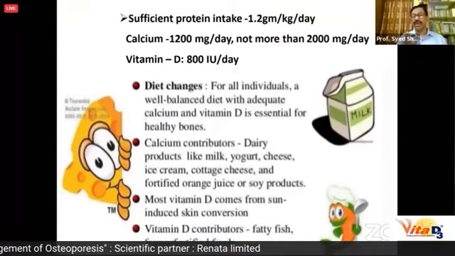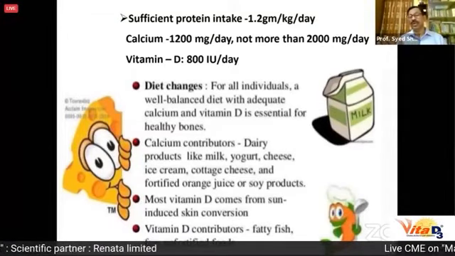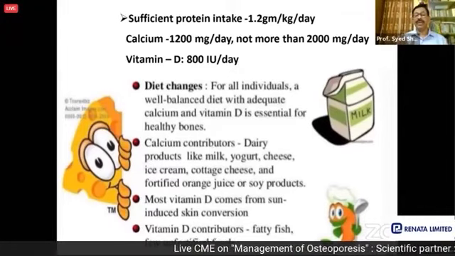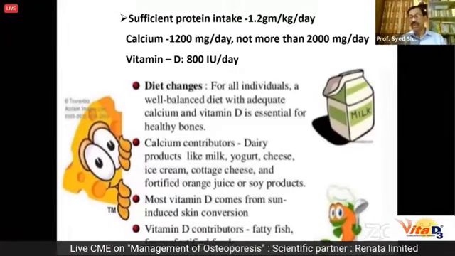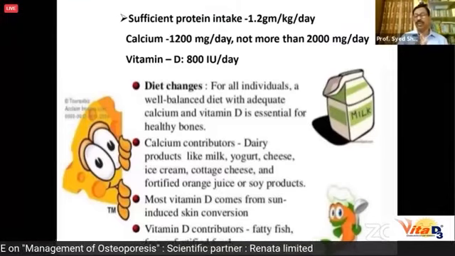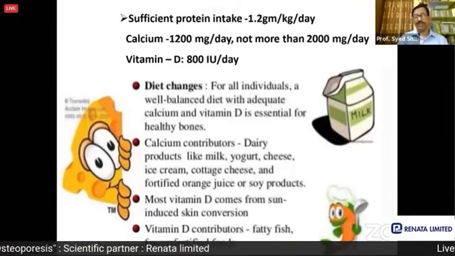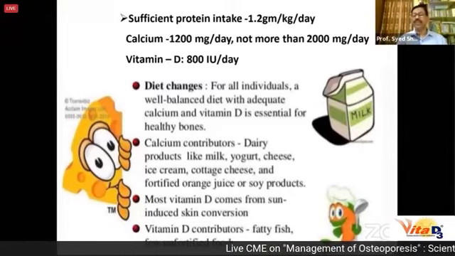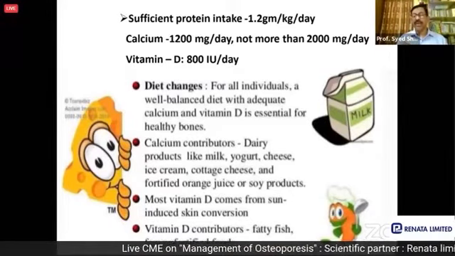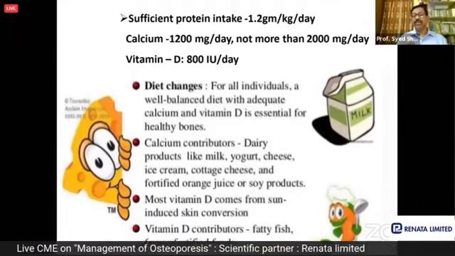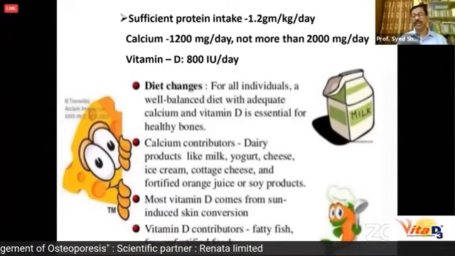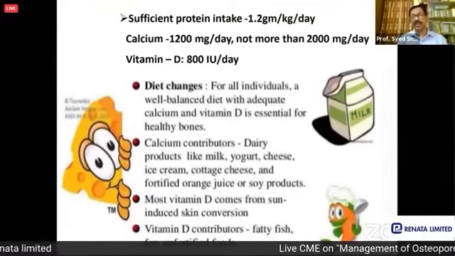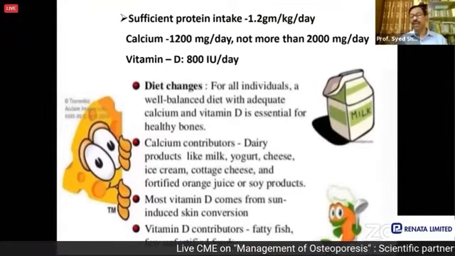Calcium, 1200 milligrams per day, not more than 2000 milligrams per day because there may be some side effects. And vitamin D, 800 international units per day. Not for the younger group; this dose will be less. We should take diets which are rich in vitamin D and calcium. If we go for investigation of vitamin D, then we can supplement. And if we can get this amount of vitamin D and calcium from diet, we don't need to supplement them.